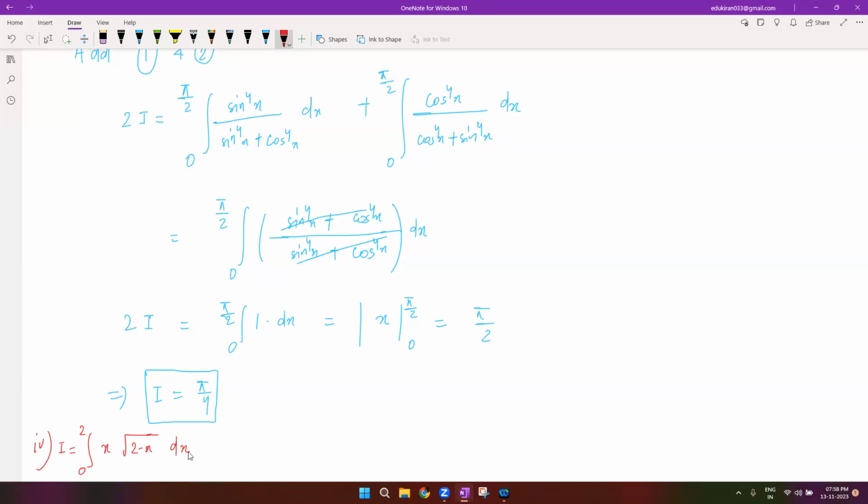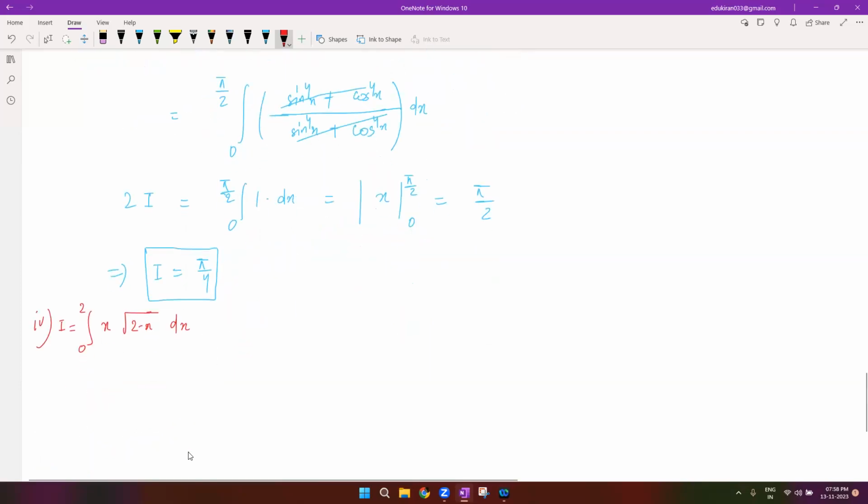Any idea what property we should apply here? Only focus on the properties. Let's identify which property we need to apply. Is it third? Is it eighth? Third cannot be used because this function is not piecewise. And it can't be eighth either.